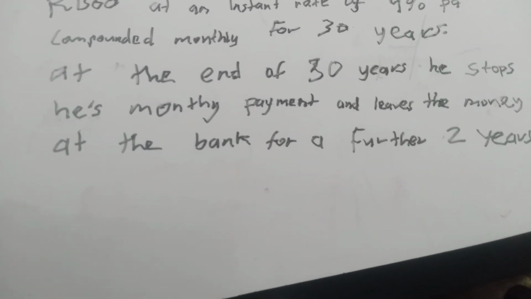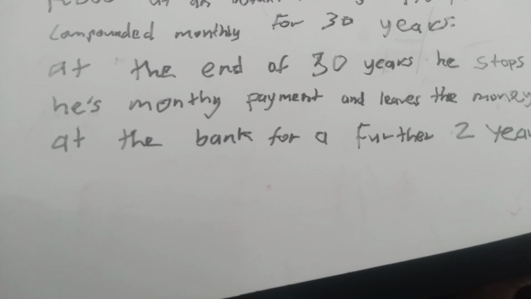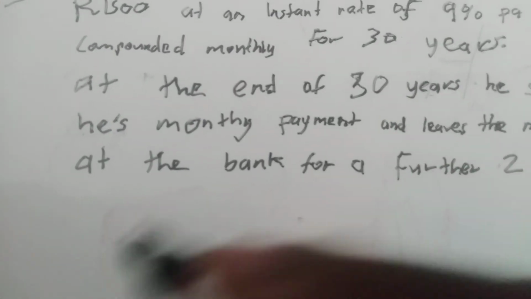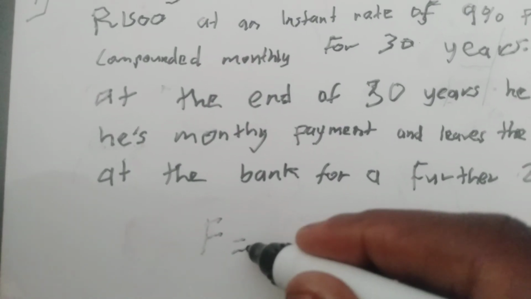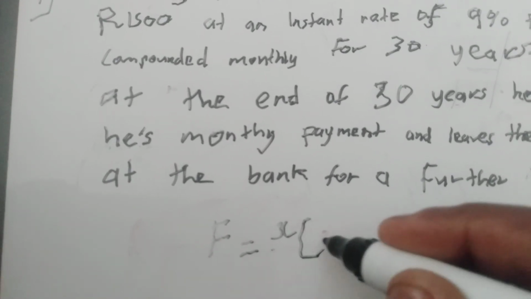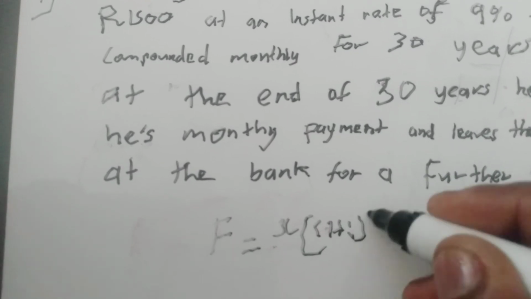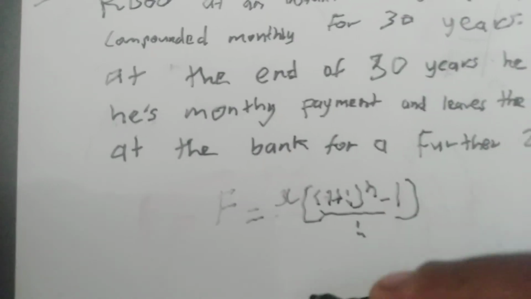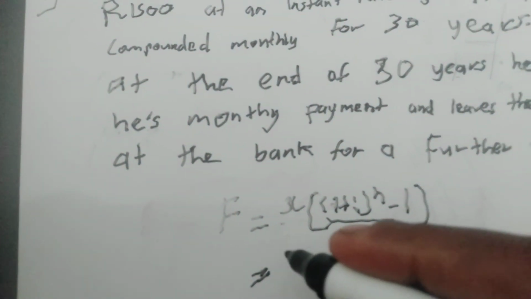So it means the first part, up until the 30th year, will be the grade 12 formula, right? Because it's paying monthly. It's a consistent period. So let's get the future value. It means F is equal to x into 1 plus i to the power of n minus 1, over i, right? So now let's deal with the substitutions. The guy is paying 1.5.